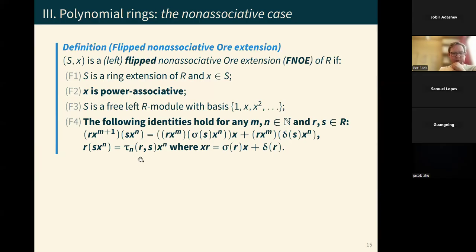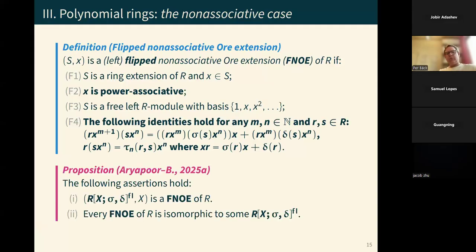And how can you move parentheses in an expression like this? Well, you can do that, but at the expense of a tau, at the expense of a flip, basically. The sigma and delta do not appear here, but their existence is implicitly implied by the relation x times r equals sigma of r times x plus delta of r, as we have in all kinds of Ore extensions. Okay, so this is slightly uglier, but it was set up just for these two ring constructions to correspond to one another. So this abstract definition tells you a bit about what these rings are.